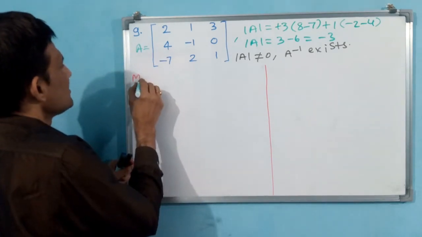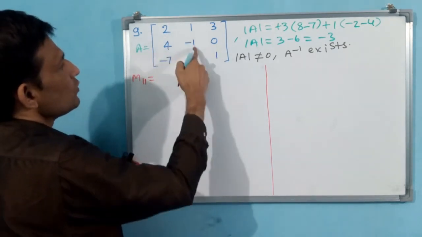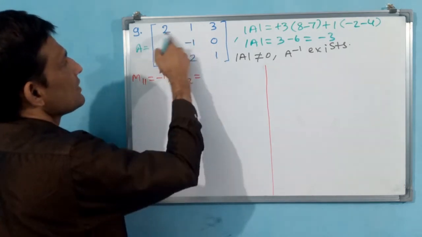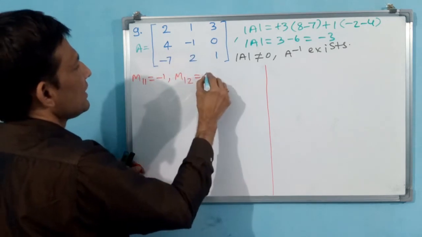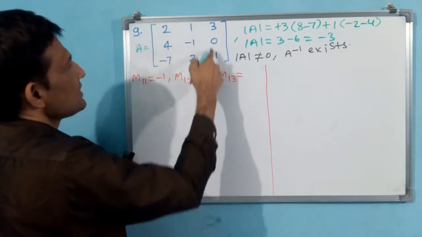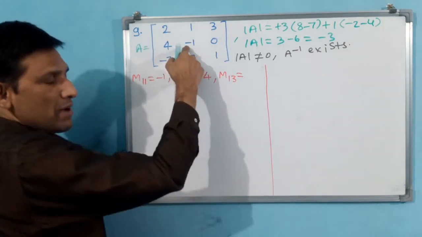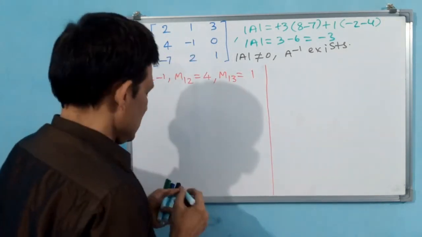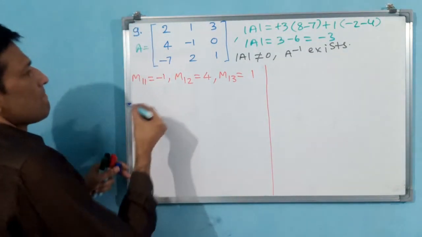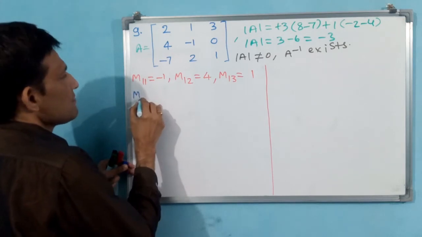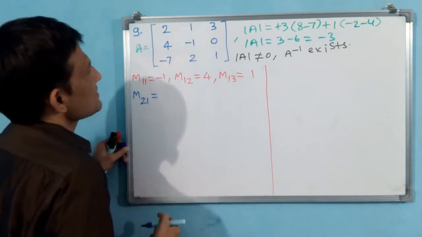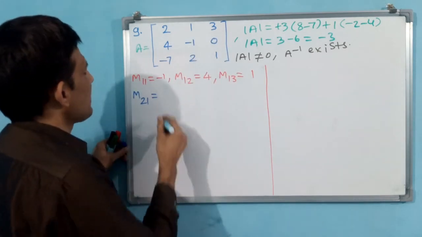M11. I am closing 2. That means minus 1. That's all. I am closing this 1. That means 4. That's all. Why? Because 0 will come. I am closing M13. I am closing 3. 8 minus 7. 1. Okay. See, that is for first row. Second row also you take M21. M21 if you take 1 minus 6. Yes, 1 minus 6 minus 5.